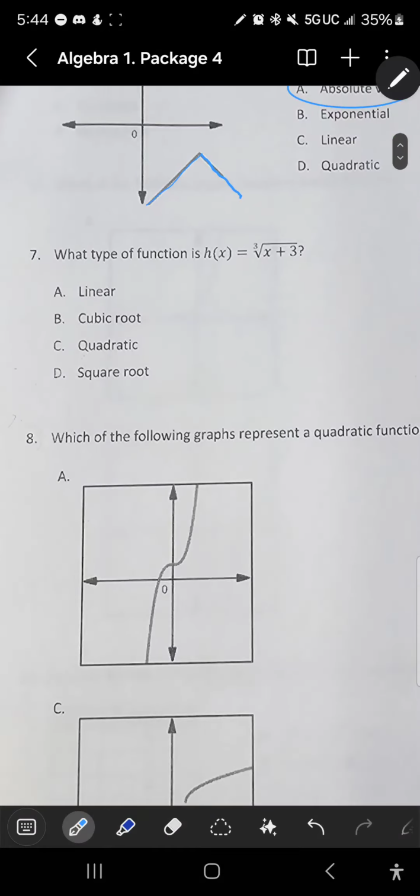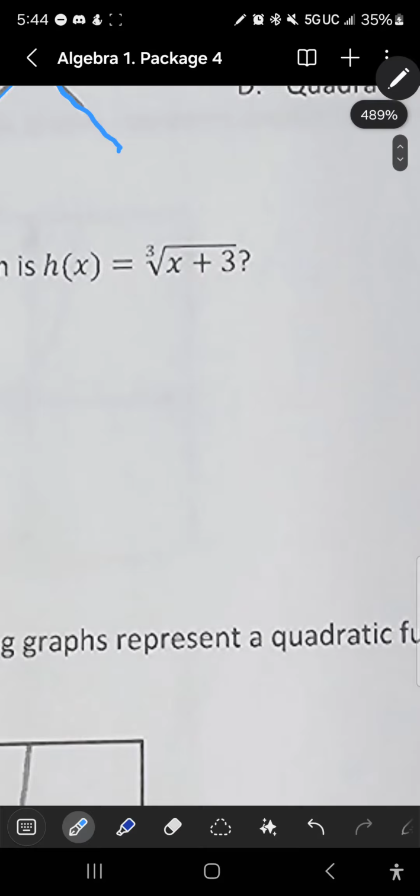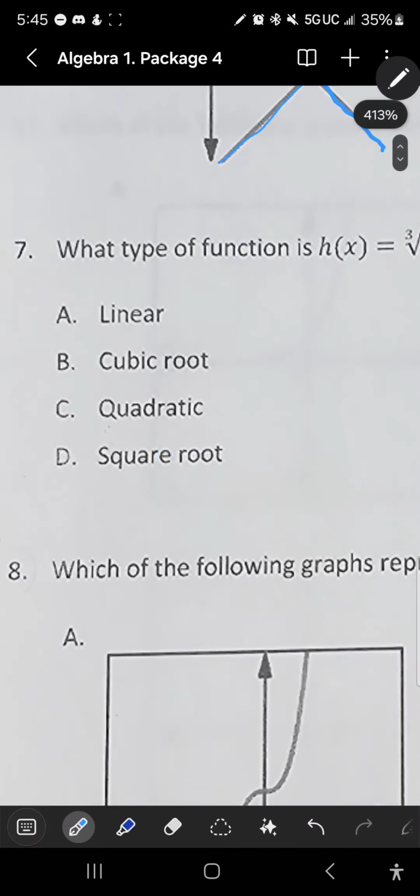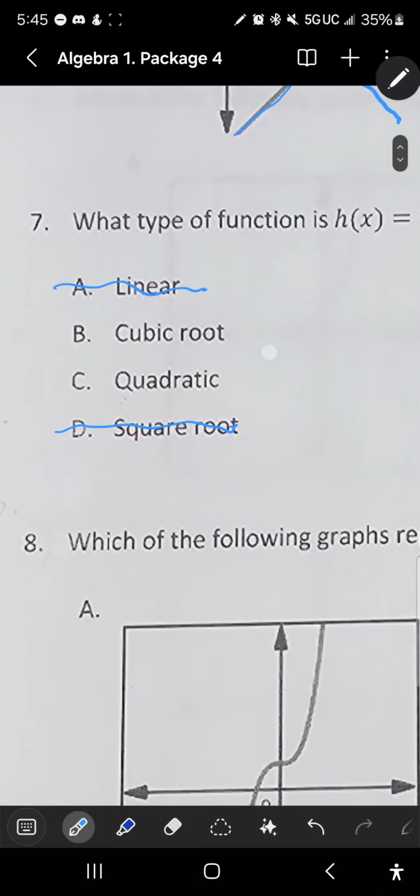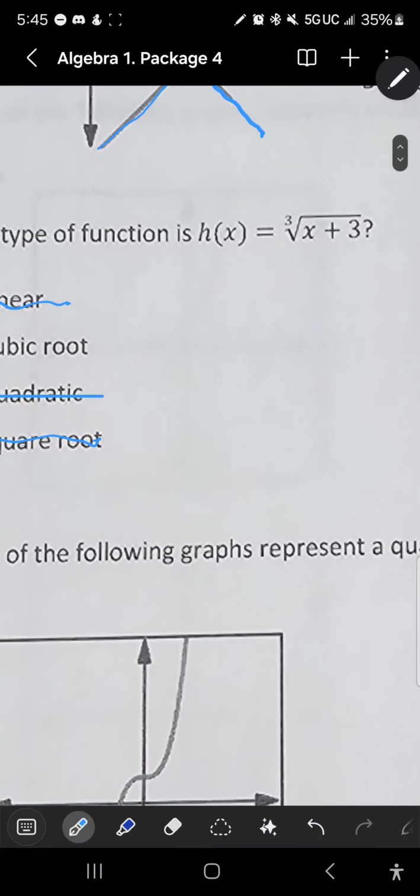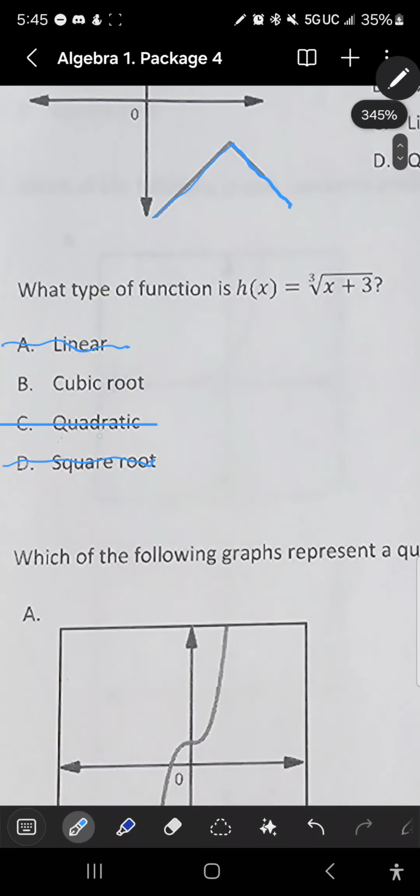Now, what type of function is this one? A cube root, I'm sorry, of x plus 3. As I said before, this is of course not linear. We're looking at x to the 1. This is of course not a square root because it's a cube root, not a square root. It is not quadratic because we're not looking at x to 2. This is basically a square root, and you have a 3 here, which makes it a cube root. So B is our obvious answer.